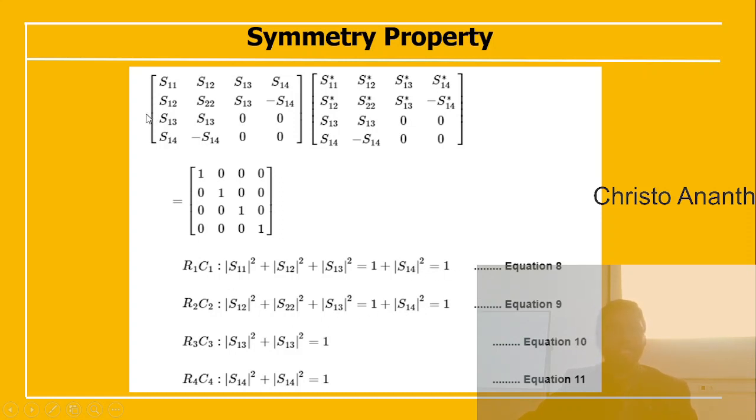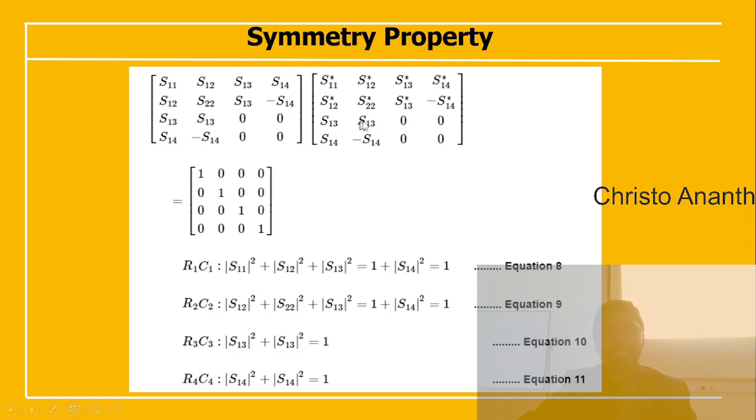Then row 2, column 2. S12 S12 star, S22 S22 star, that is S22 modulus the whole square, plus S13 the whole square. So that is also 1 plus S14 the whole square. This is 0, which is equal to 1.